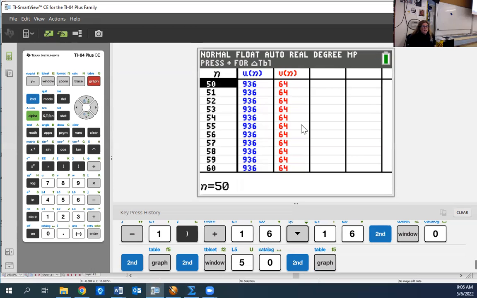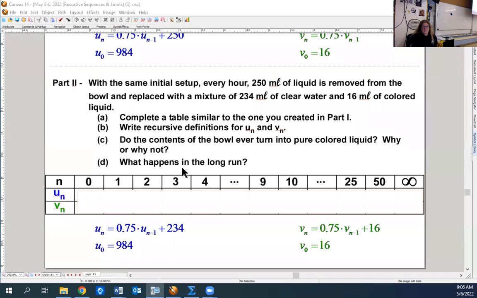Okay, guys, look. What value is the amount of clear water? First of all, what's 936 plus 64, guys? Yeah, and that's a liter, right? Why are 936 of those milliliters water and 64 color? Think about that a moment in your groups. Why is that the breakdown? Why is the clear water approaching 936 and the colored liquid approaching 64?